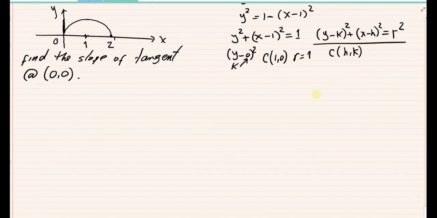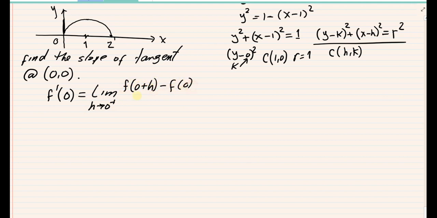But let's actually show that. So how do we find the slope? That would be f prime at 0, right? So that's what we want to find. So this is going to be equal to the limit as h approaches 0 from the right of f of 0 plus h minus f of 0, divided by h.